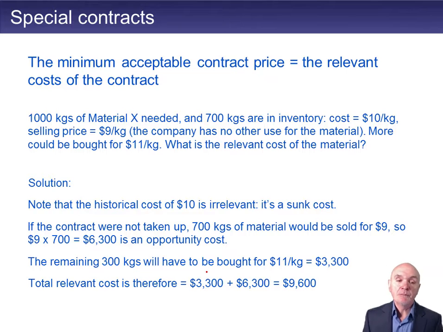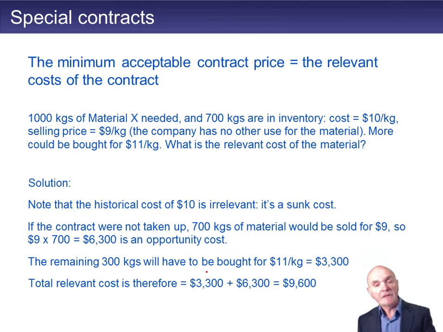So here, a simple example: 1,000 kilograms of material X is needed. There are 700 kilograms in inventory, which cost 10 per kilogram. Selling price is now 9. The company has no other use for these materials. More can be bought for 11 per kilogram. What is the relevant cost of the material?